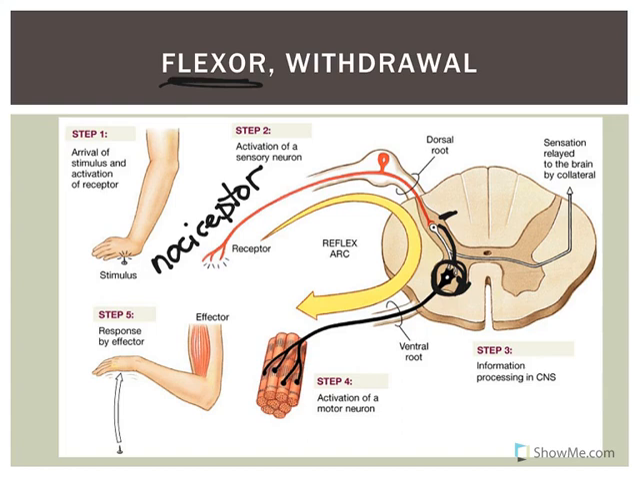Now what happens at the synapse down here between the alpha motor neuron and the muscle is acetylcholine is the neurotransmitter involved in that. And that triggers the contraction of the flexor muscles and withdrawal of the limb.